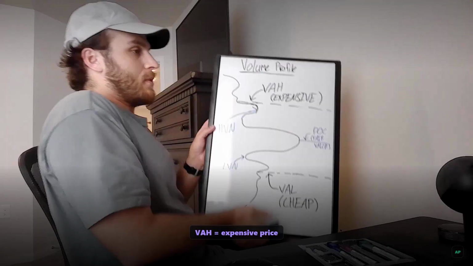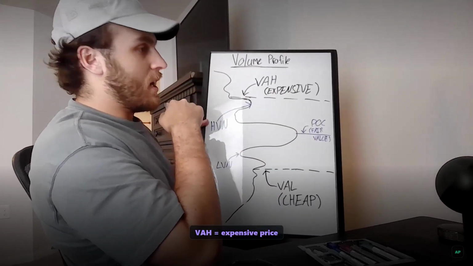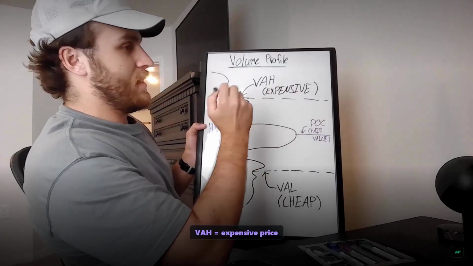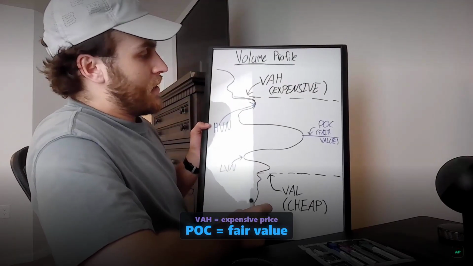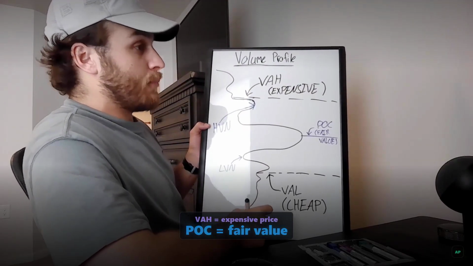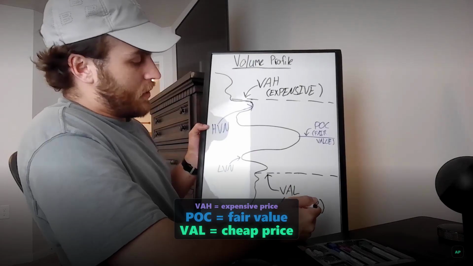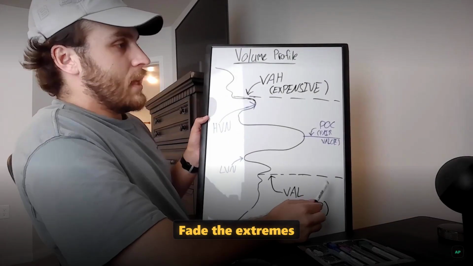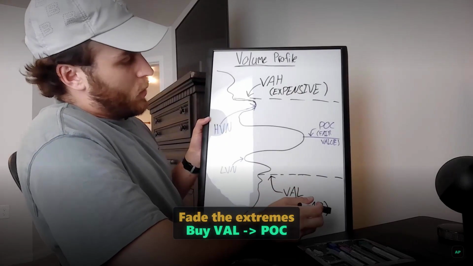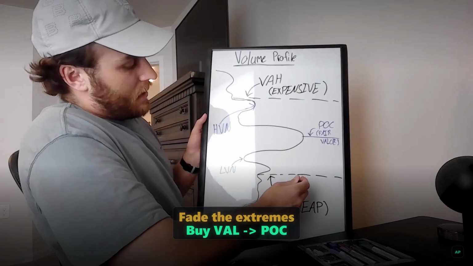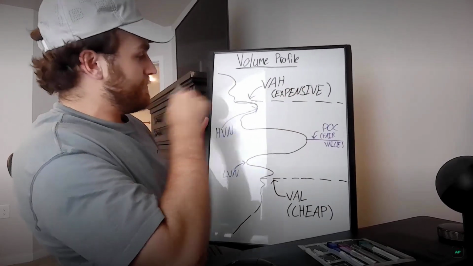Now the thing about the value area high, that is where in this auction price was accepted as expensive price. POC was considered fair value, so fair price, and value area low, or VAL, is what was considered cheap price. So in an evenly distributed market, we would want to play the extreme fades, which means buy the bottom up to POC, sell the top down to POC, correct?